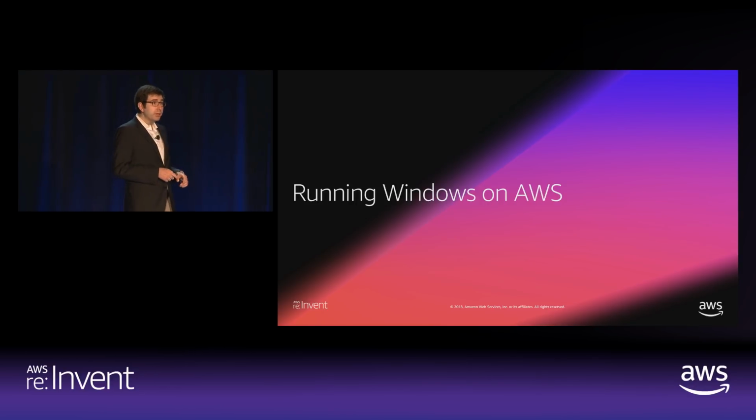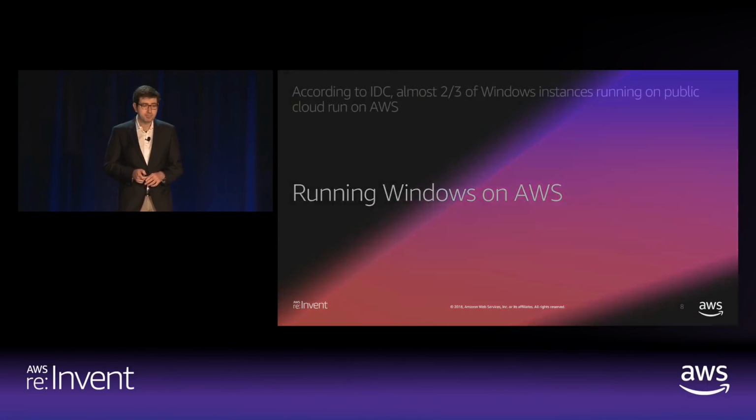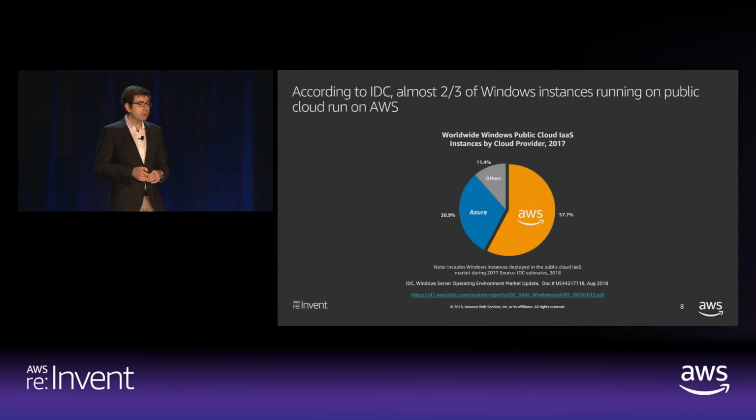Now most of you are here because you're running or are looking to run Windows on AWS. And we have lots and lots of customers that are running their mission-critical Windows applications on AWS. In fact, almost 2/3 of Windows instances running on the public cloud are running on AWS. And really, that's because of the combination of the experience we have at AWS, over 10 years of running Windows on AWS, the rich services we provide for running Windows, and the compelling TCO across our different Windows offerings.